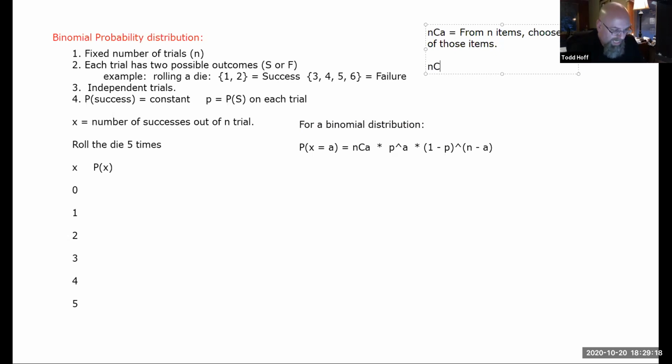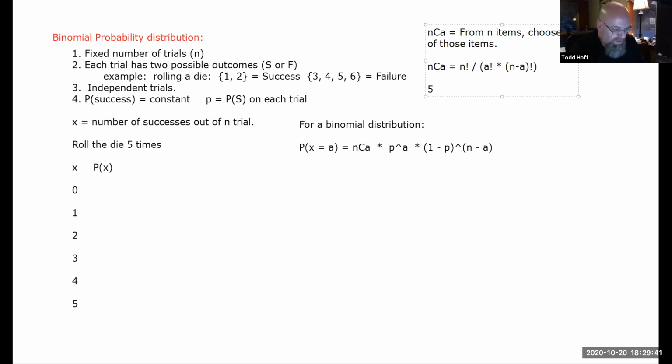N choose A is calculated using a factorial. It is n factorial divided by A factorial times n minus A factorial. So first of all, what does factorial mean? Well, let's put in the numbers here.